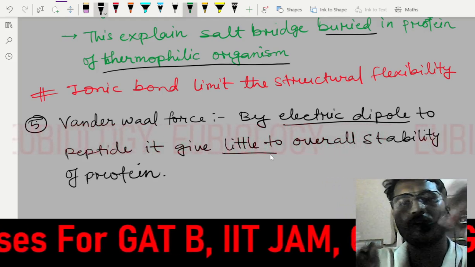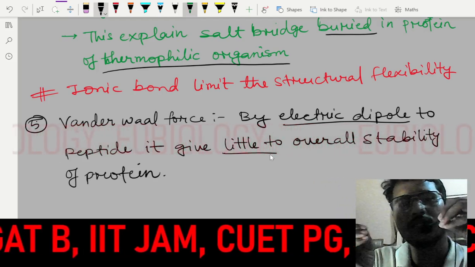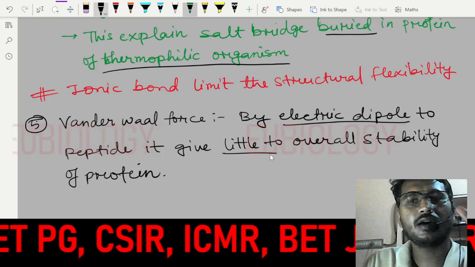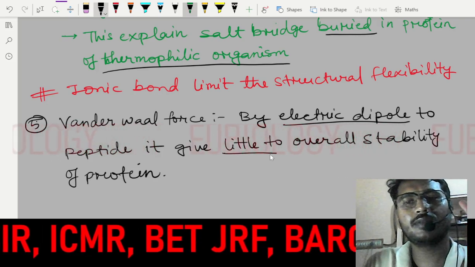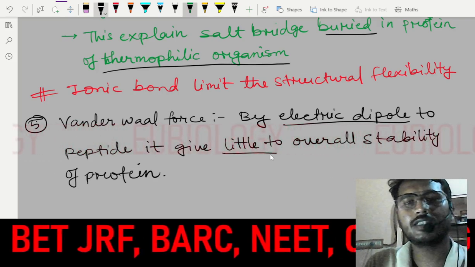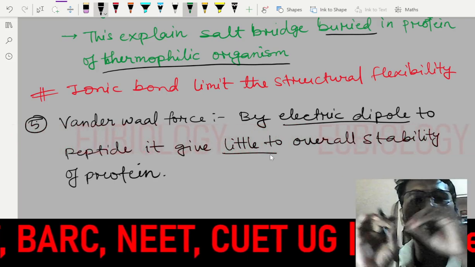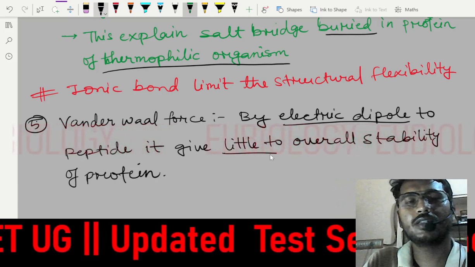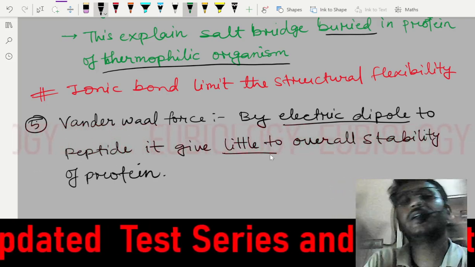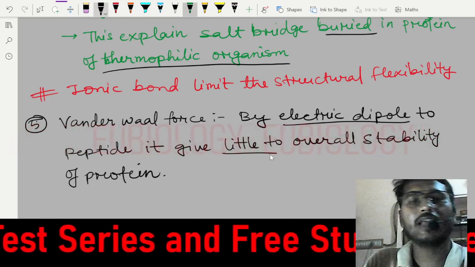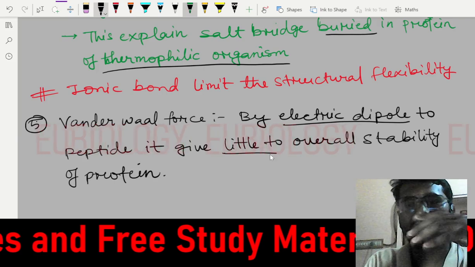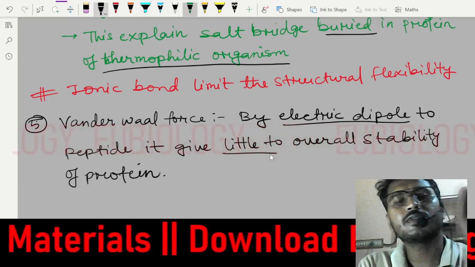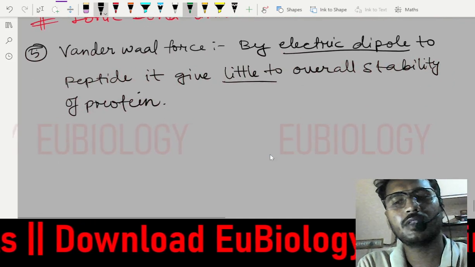Now, because of the polar amino acids, and the N terminal and C terminal becoming ionic, it can destabilize the protein, or it can stabilize the protein as well. And in this long peptide chain, one end is positive and another end is negative, so it completely forms a dipole, and that dipole gives the van der Waals force to stabilize the protein as well. So these are the different types of forces which help in protein stability.